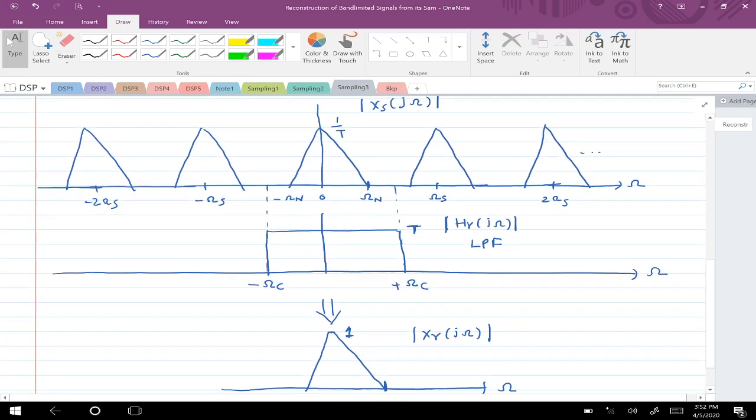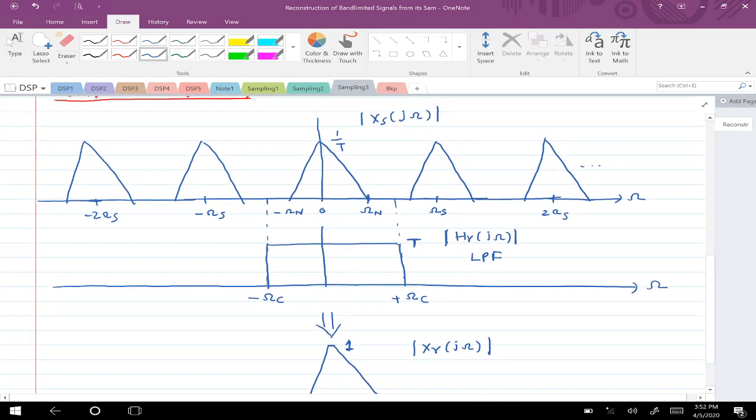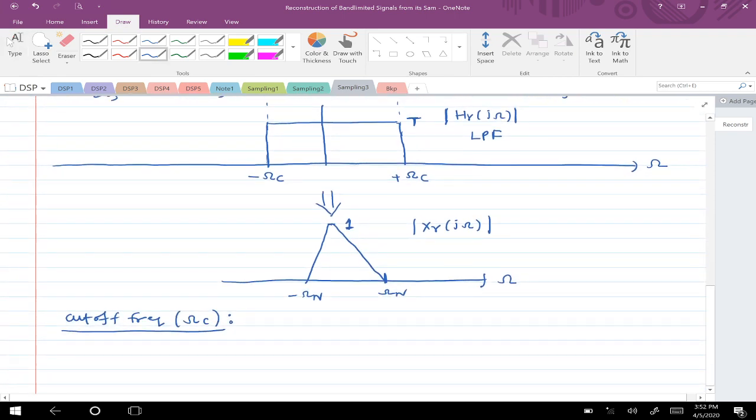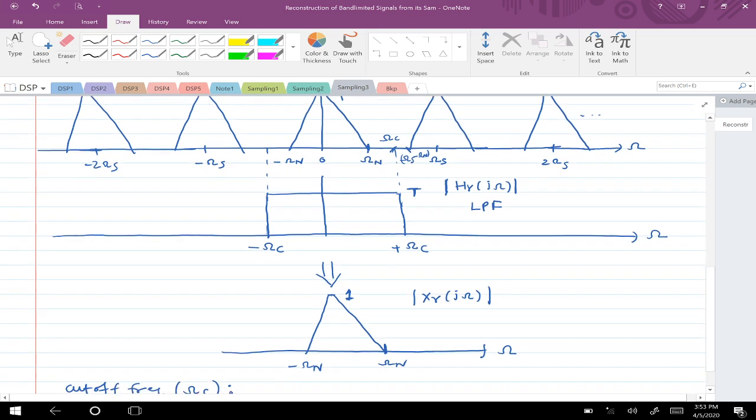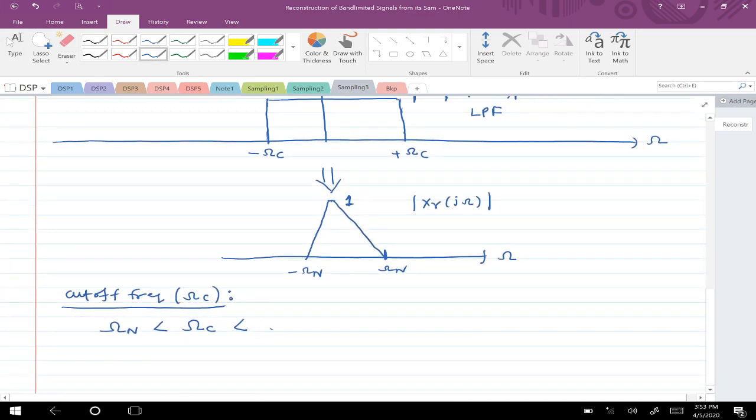Here, for example, this value is where you have a cutoff frequency omega c. This value is omega s minus omega n, correct? So the cutoff frequency should be in between omega n and omega s minus omega n. That's one condition. Okay. Is there any other condition?